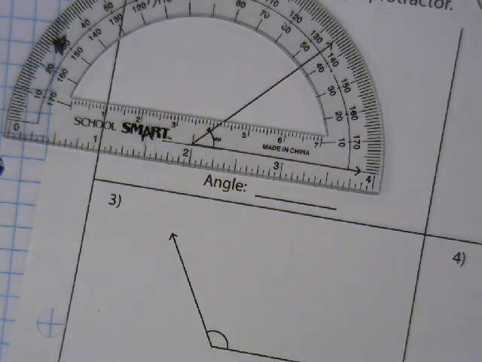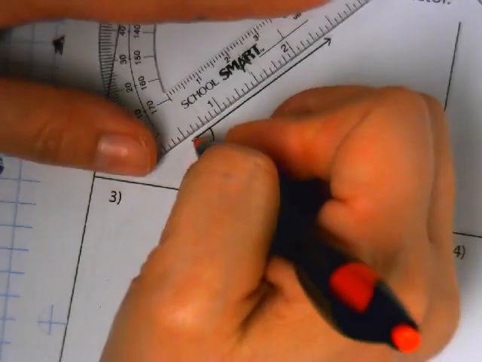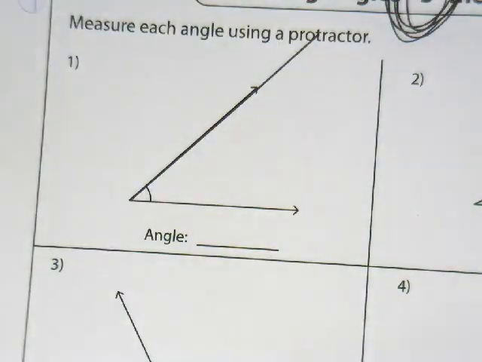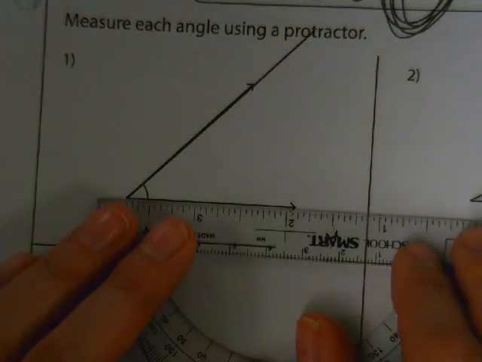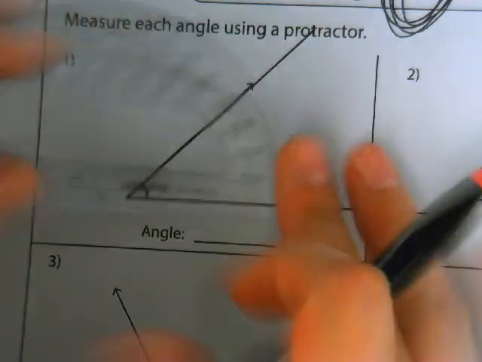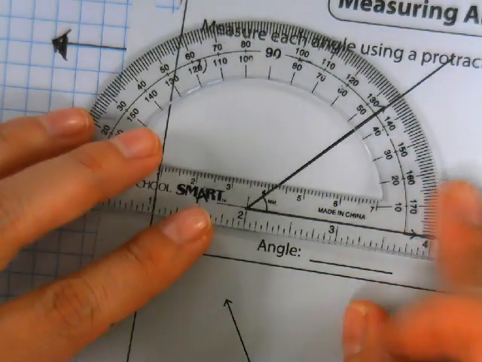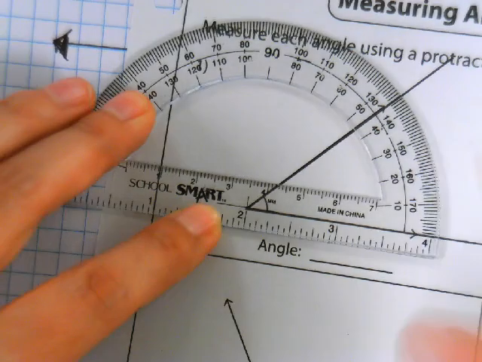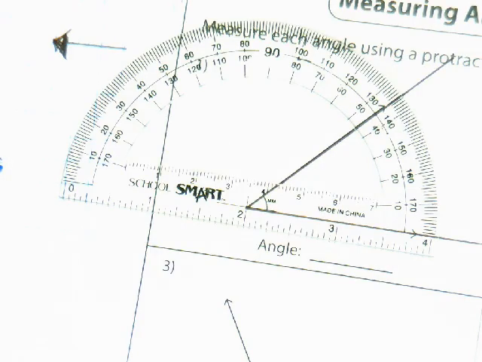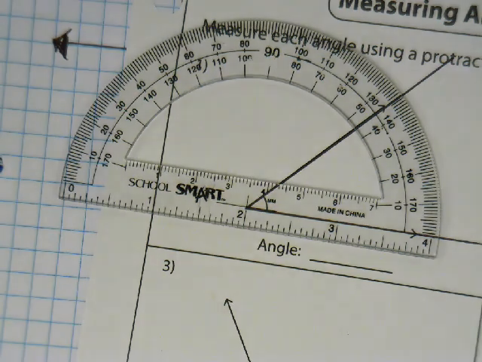Now, if it's hard for you to tell, you can take this and make it longer. On the back side, we're going to ask you to make these lines longer. It's the only way to actually measure correctly. So I made it longer, so now I can clearly tell that my measurement is 45, not 55. Yeah, your angle measures 45.